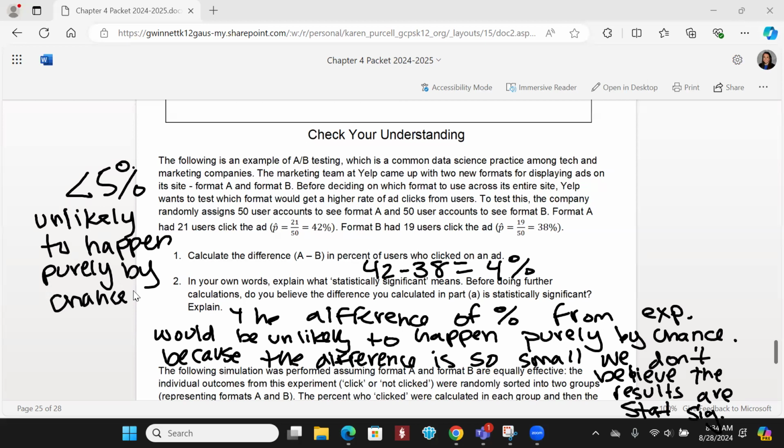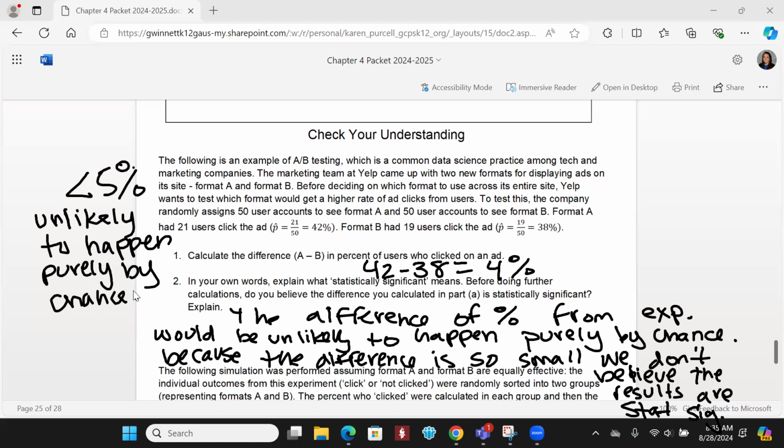Since it's 4%, format A and format B are so close together, there's not that big of a difference between the two. There's not convincing evidence that they're going to pick format A over format B. Means that the outcome may be by chance alone.